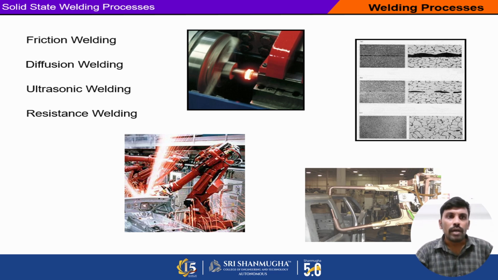So after that is the solid state welding process or plastic welding process. The first one is friction welding, then diffusion welding, ultrasonic welding, and resistance welding. In this solid state welding process, there are no filler metals, no wire electrodes, and no shielding gases.